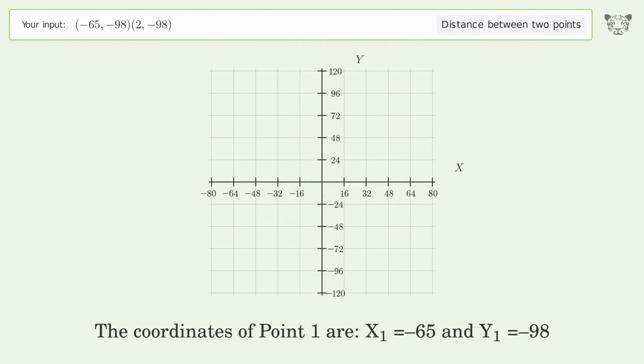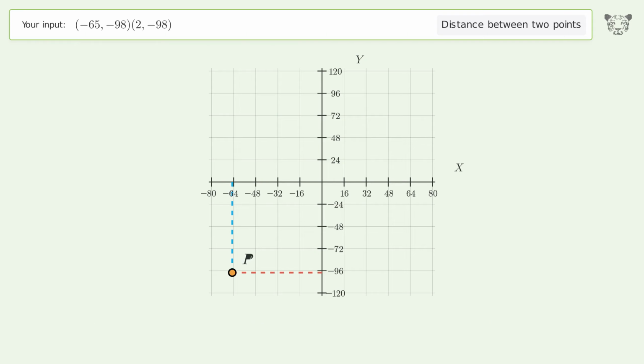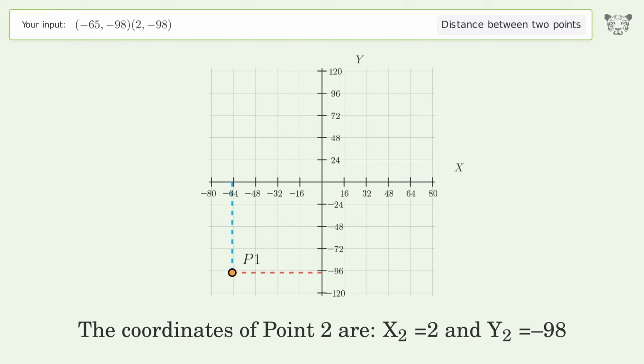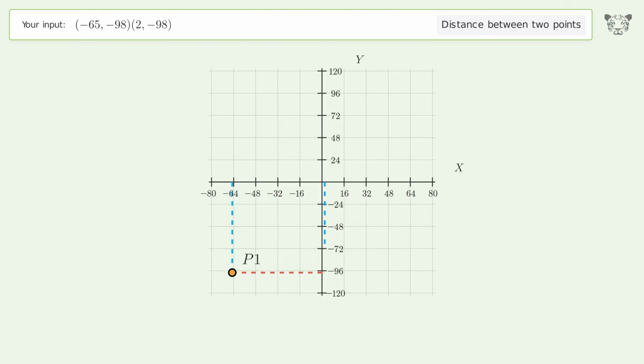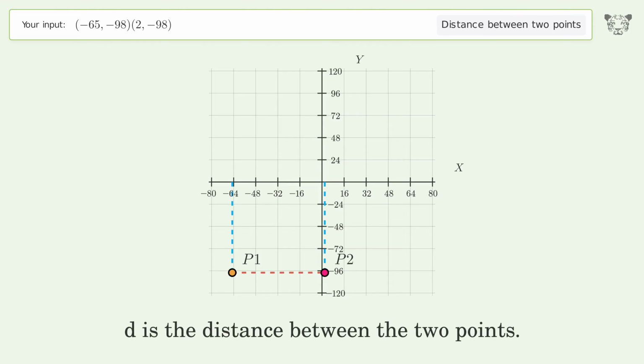The coordinates of point 1 are x1 equals negative 65 and y1 equals negative 98. The coordinates of point 2 are x2 equals 2 and y2 equals negative 98. D is the distance between the 2 points.